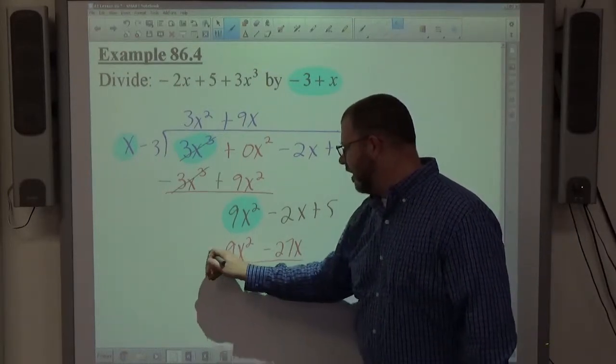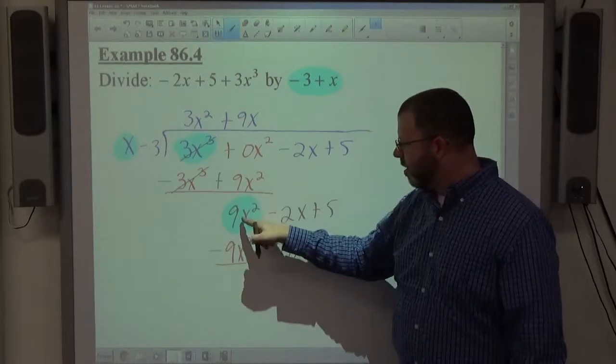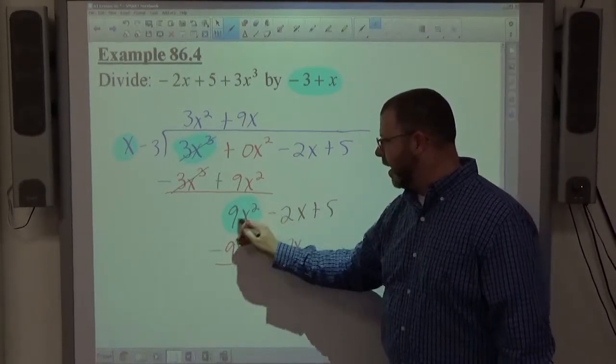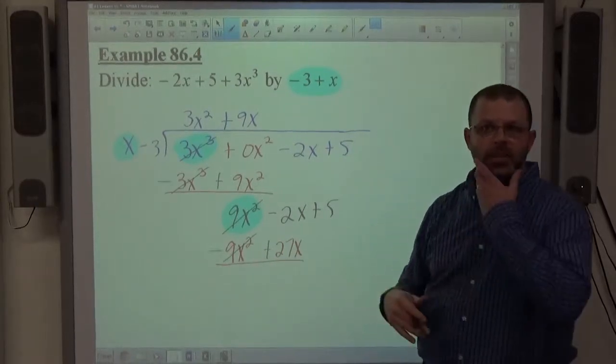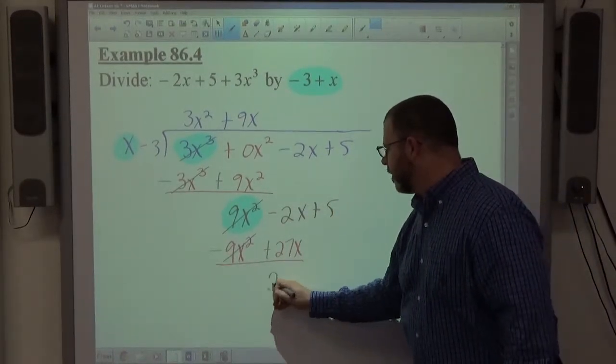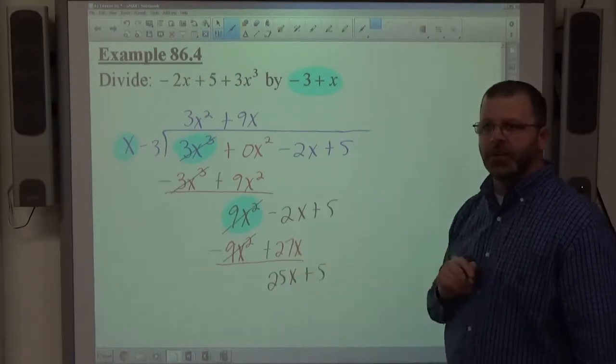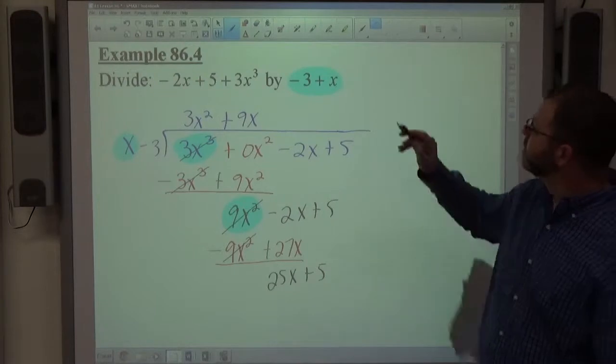Subtraction is changing signs. 9x squared becomes negative. 27x becomes positive. Opposites in front cancel. Every time we do the process it creates opposites there. Negative 2 and 27 make 25x. Subtracted those because the signs are different. Positive because 27 is bigger.